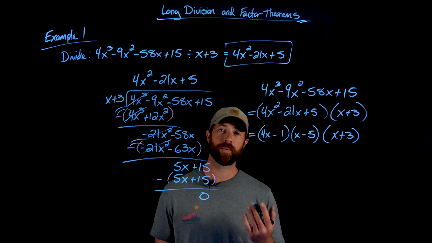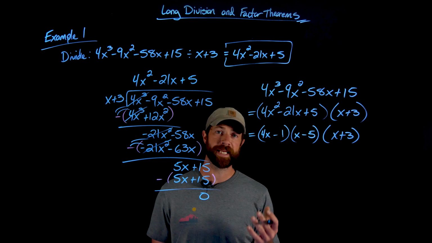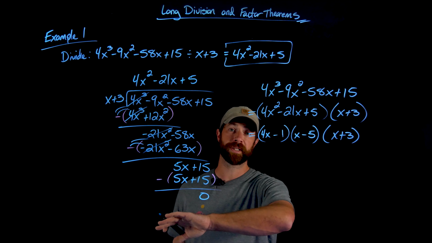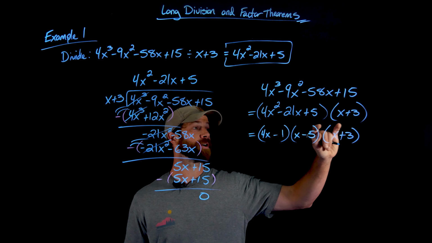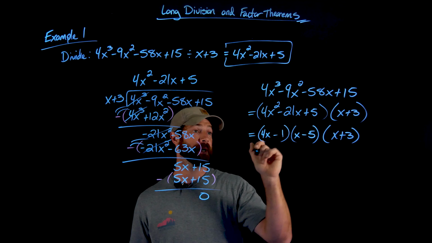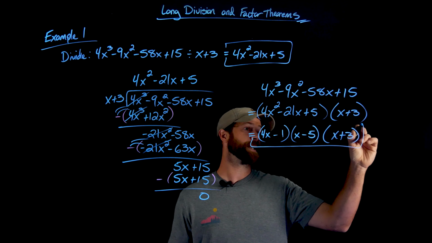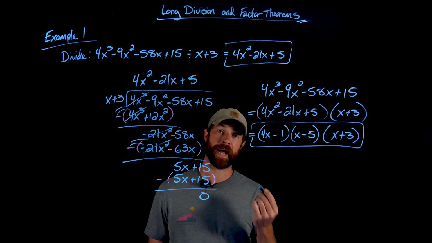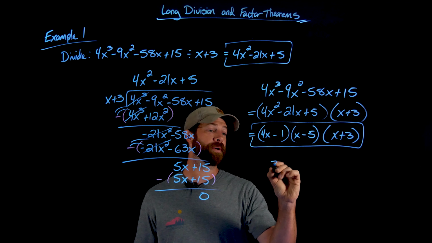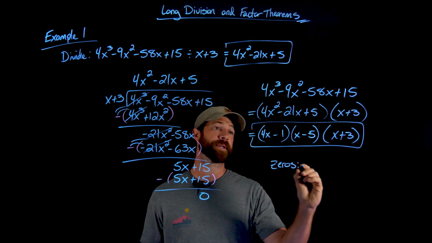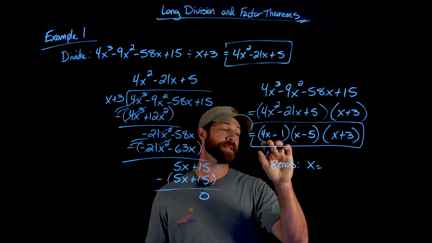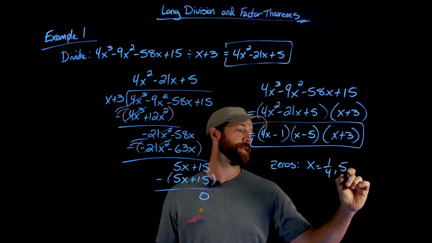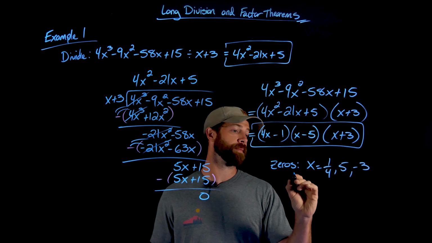So thus, what we've done using long division is taking this cubic, we've factored out this x plus 3 using long division. Then we get the result of this x plus 3 times a quadratic. We factor the quadratic, and now we've completely factored this cubic. And importantly, for application down the road, we now know that this has the zeros of x equals, this gives 1/4, this gives a 5, and this factor is a negative 3.